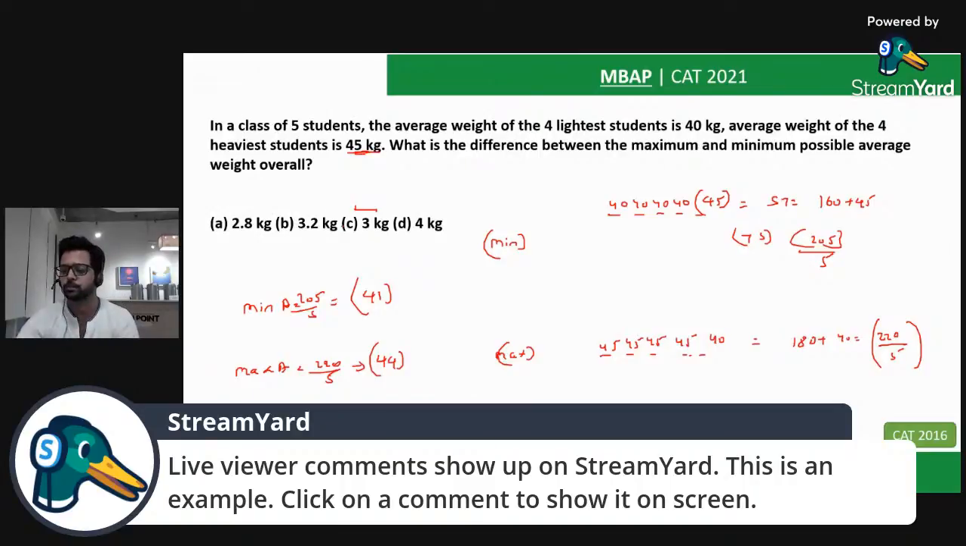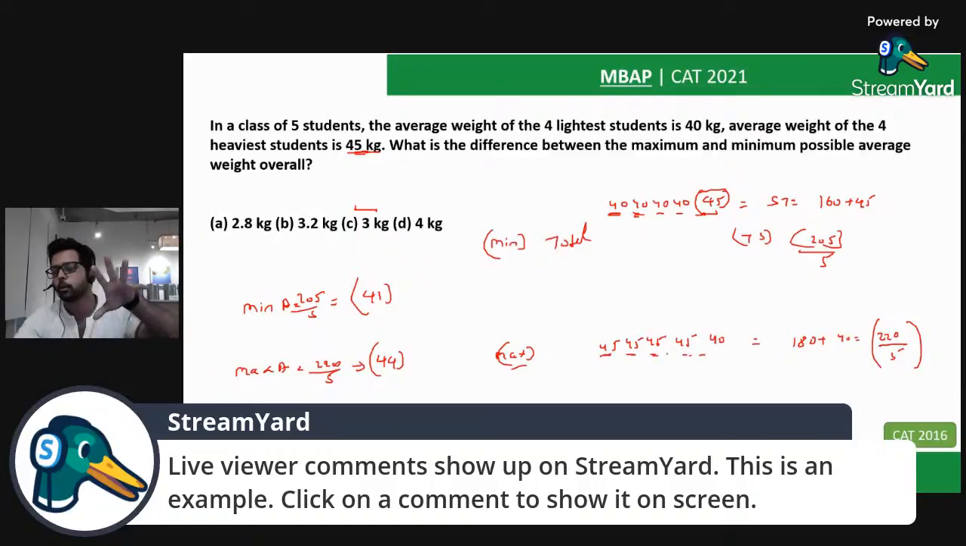A beautiful question. So this was one of the questions where you have to make the cases. Case number 1, find the minimum total. How would you find the minimum total? Let's assume the first 4 students are on 40, 40, 40, 40 and the last person on 45. Okay, Nagma, listen to me. I am saying the first 4 people, I have assumed they are on 40, 40, 40 and 40, and the last person is on 45.